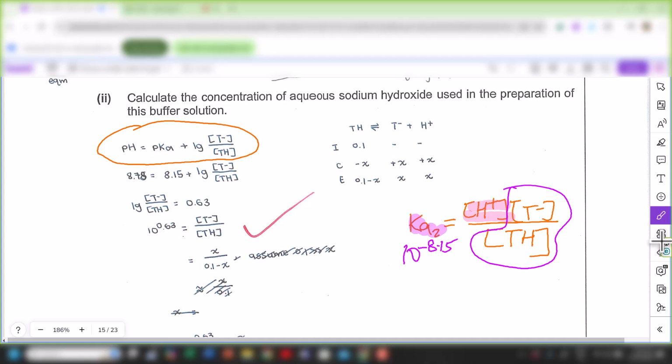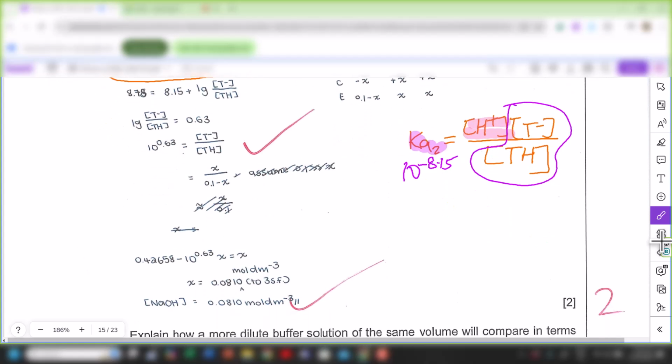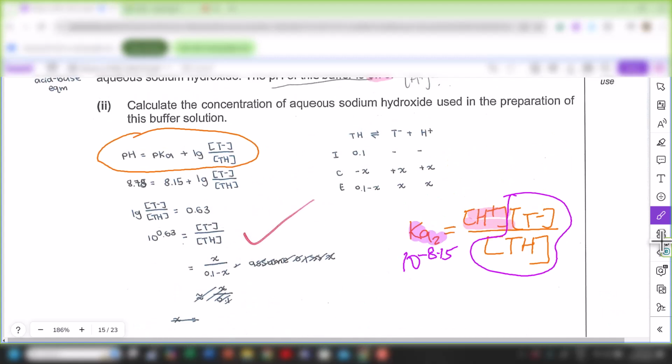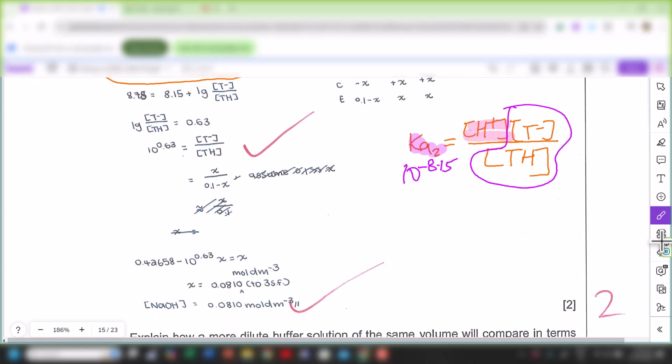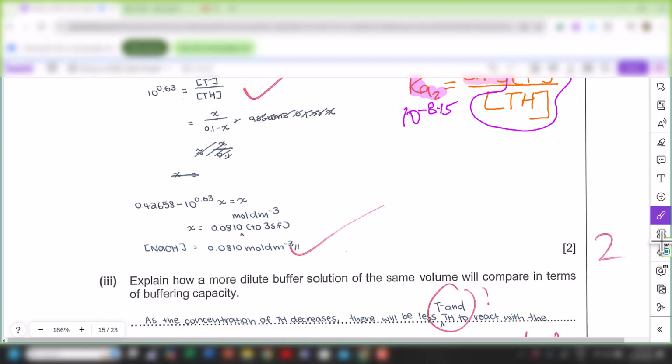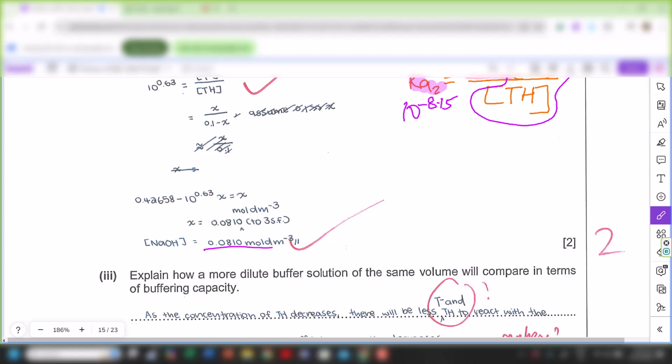Finding out the ratio is very important, because when you find out the ratio, then you can easily solve for the concentrations of T minus and TH as and when you want, correct? That forms the premise of solving this question. So I'll just guide you to here. If you want, you can just write out the answer, which is 0.0810. Other than that, I think it shouldn't be too difficult to solve. Okay.